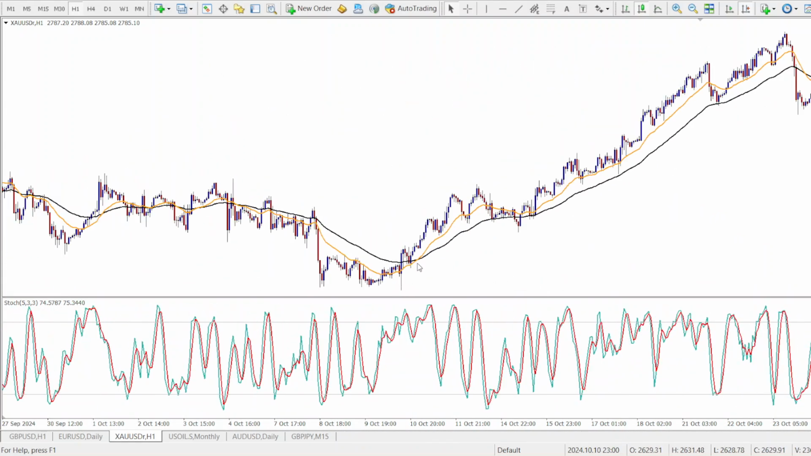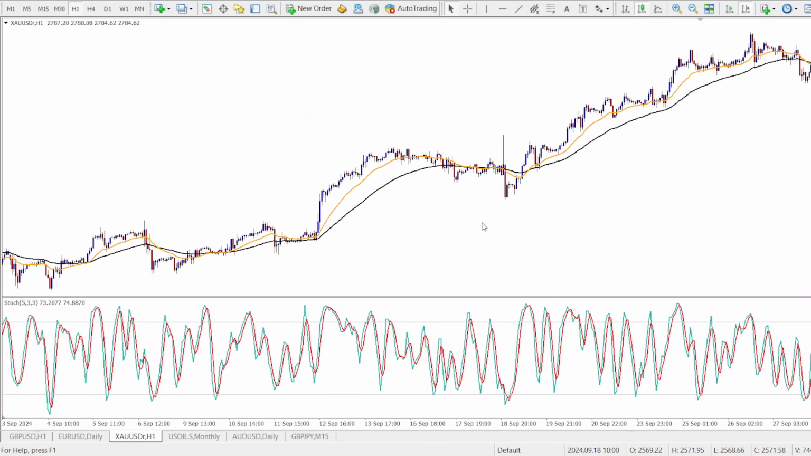So when we have a bullish signal from the MAs, when we have a bullish crossover, we can look at the stochastics to know whether the stochastics is also giving us a bullish signal. Basically, what we want to be looking out for is the stochastics pointing upwards, coming from the oversold territory and pointing upwards when we have a bullish crossover.